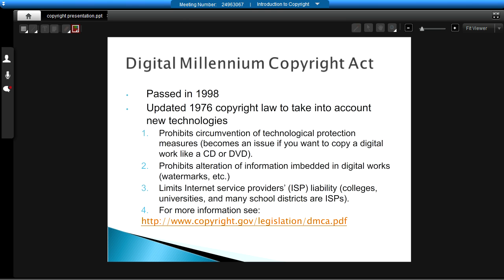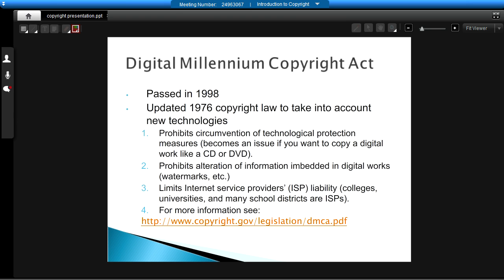The DMCA is very difficult because it goes into the 76 copyright law and edits phrases and clauses. If you don't know what the differences are and you look at the current copyright law, they just incorporate those changes. If you look at the DMCA, they are literally edits. So it's a difficult document to read, but I've given you a link at the bottom of this slide that gives you a little bit more information about the DMCA.